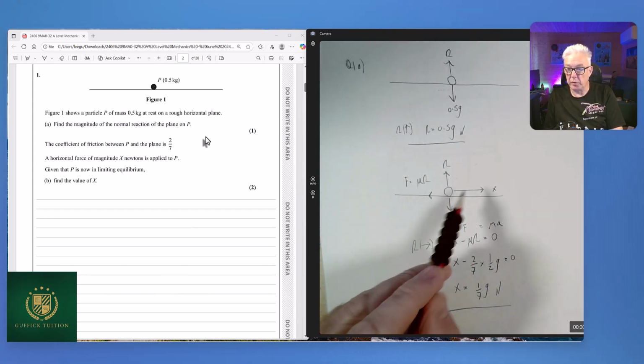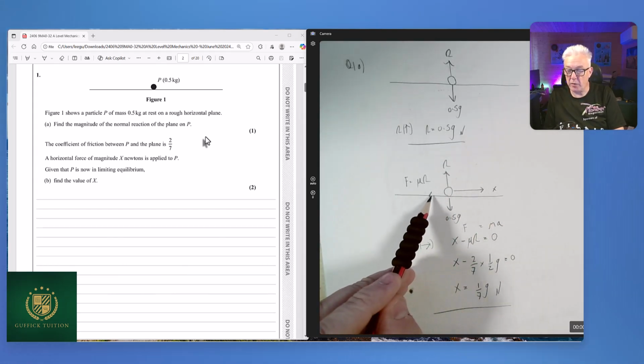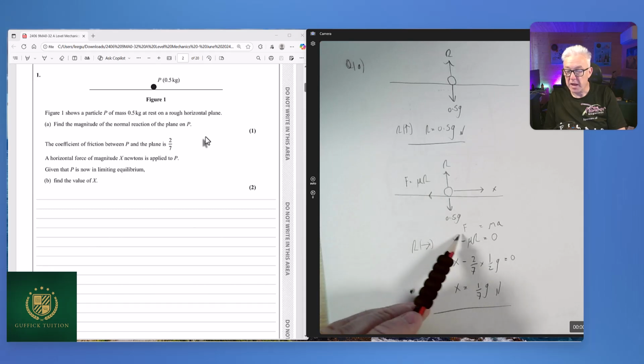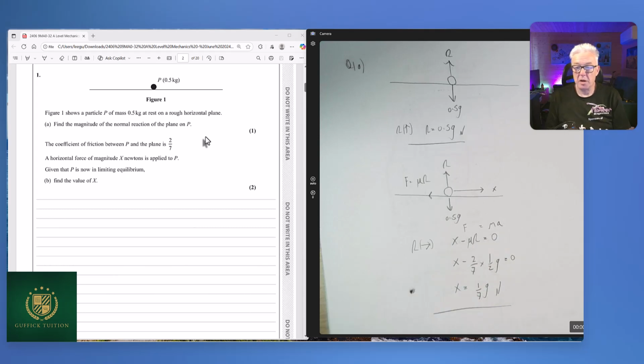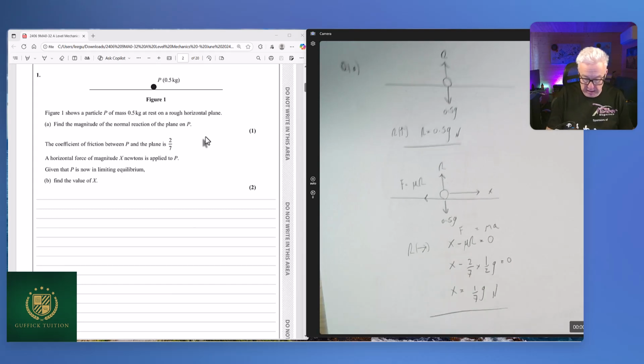The resultant force is x, take away mu R, and that is going to equal the mass, which is 0.5, times the acceleration, which is 0, because it's in equilibrium. Okay, so therefore x is equal to mu R in that case.